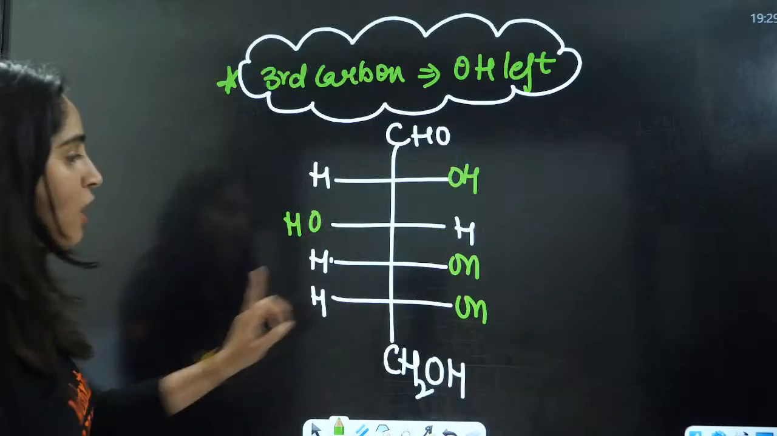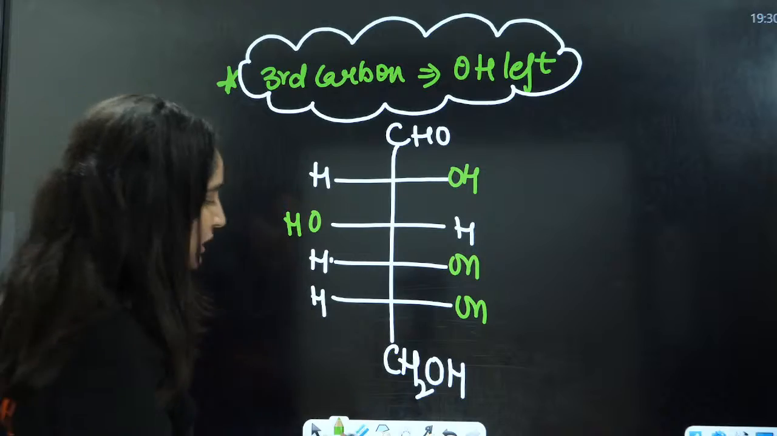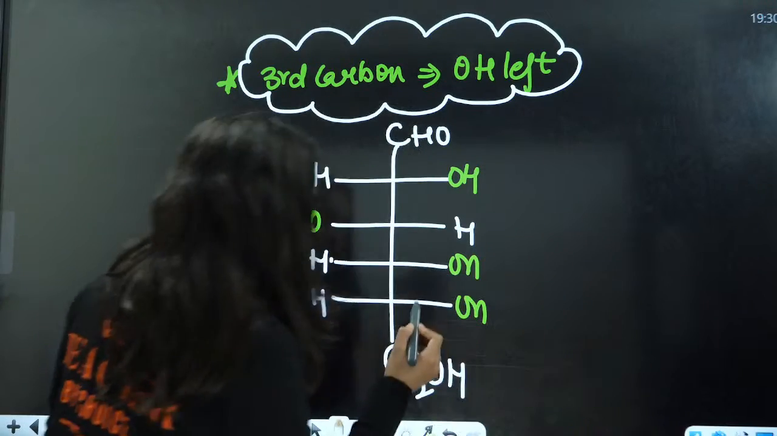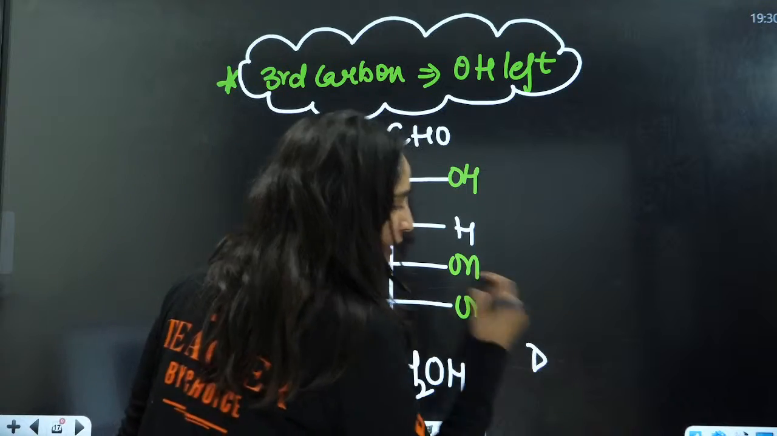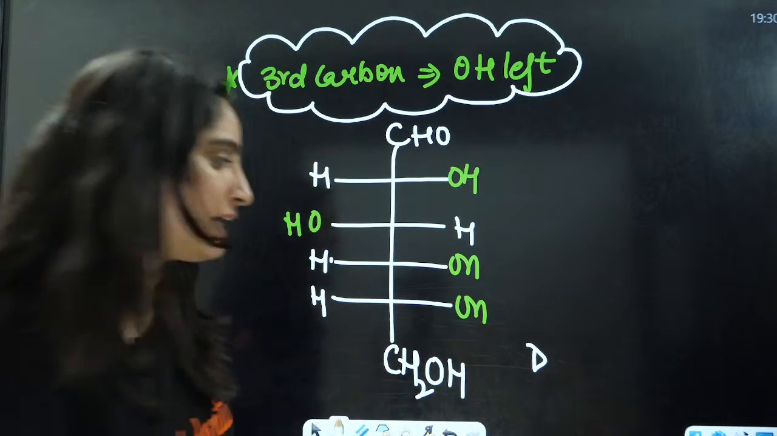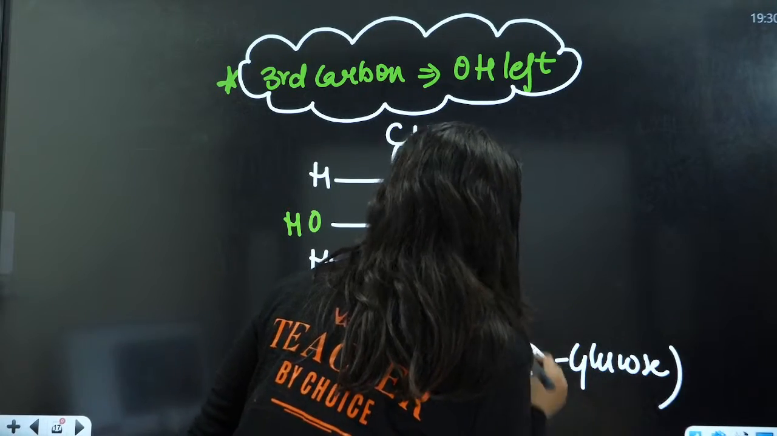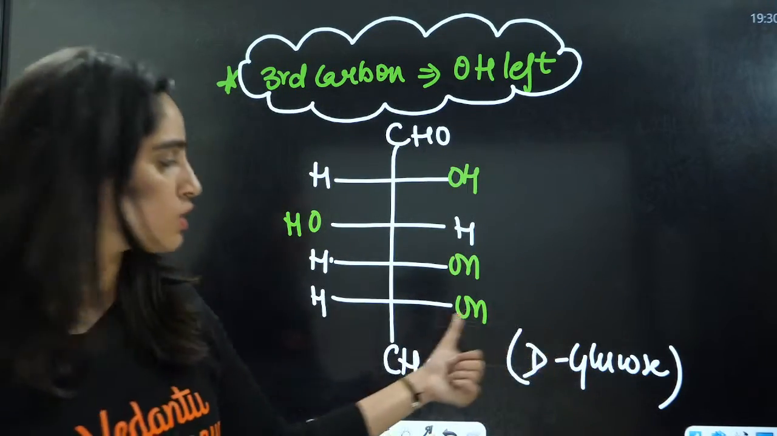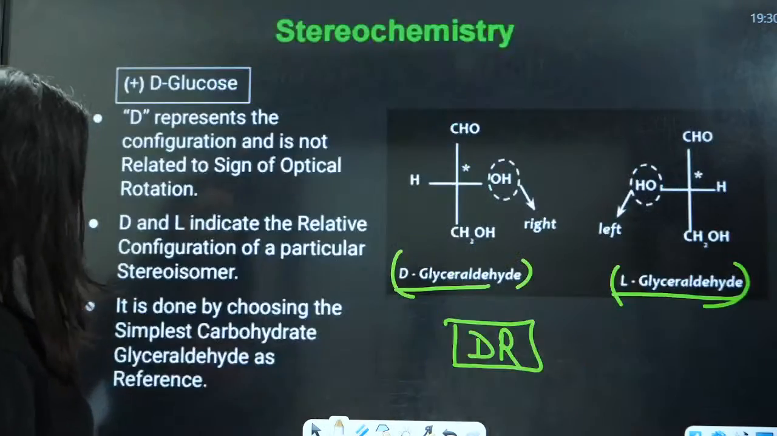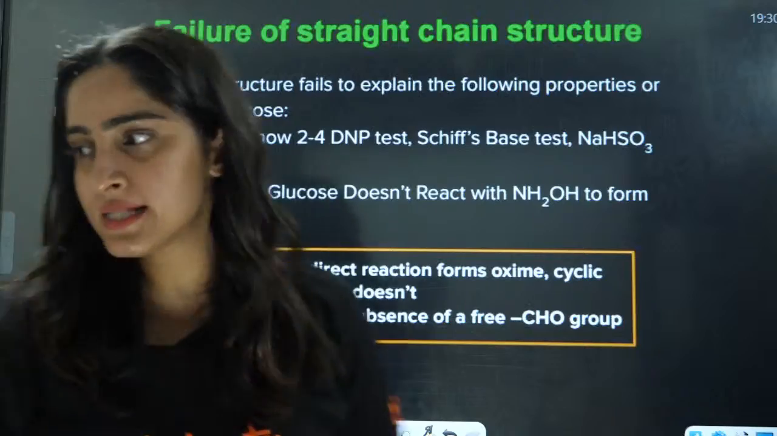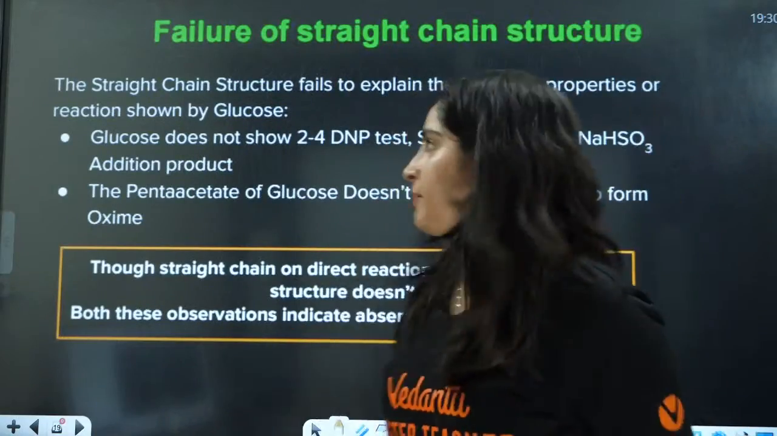Now everybody tell me whether this is D or this is L. This is the last chiral carbon. The OH is on the right side, so this is capital D. This is capital D glucose. Why capital D? Because on the last chiral carbon, the OH is on the right side. Understood? Perfect. Dextro doesn't mean D.